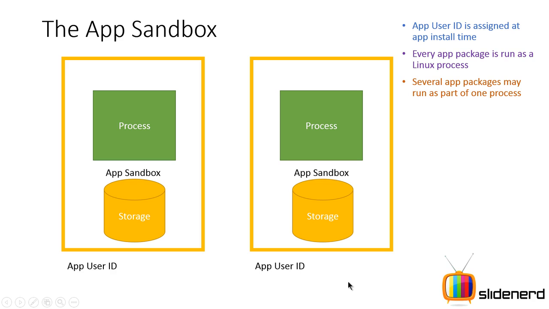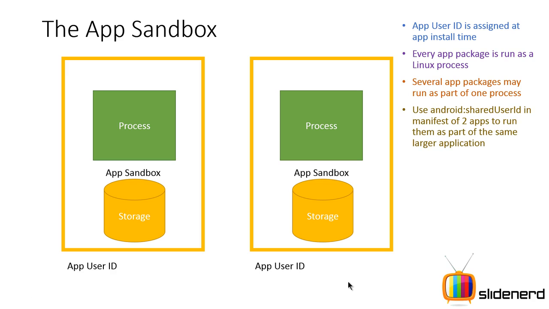At the time of making this video, several app packages may run as part of one process. That means multiple apps can be part of the same process, or you can have two different processes. However, the apps can share data with each other despite belonging to different processes because they have the same app user ID. This is done with the attribute android:sharedUserId, which we are going to take a look at in the example in the next video.